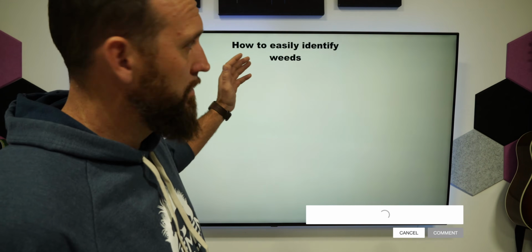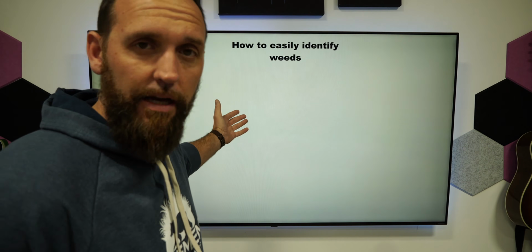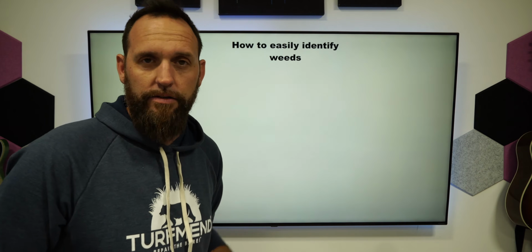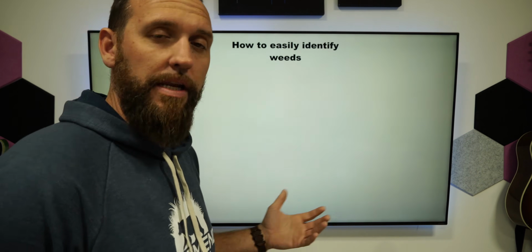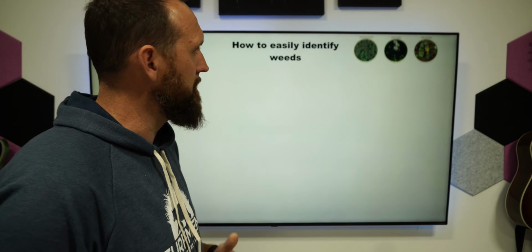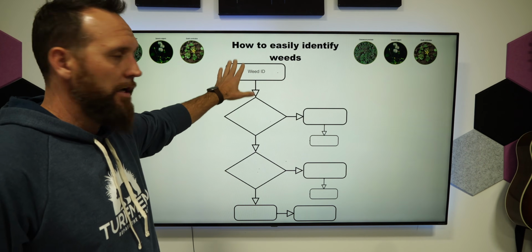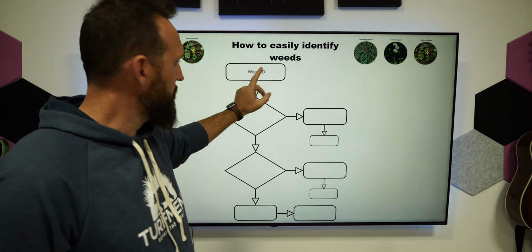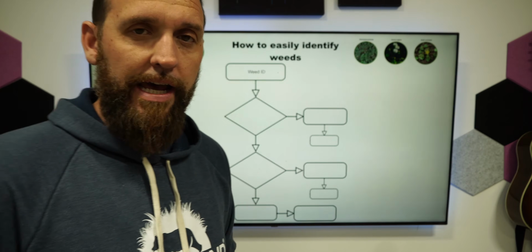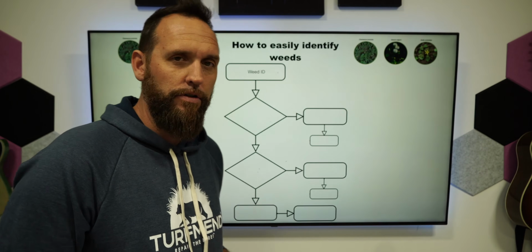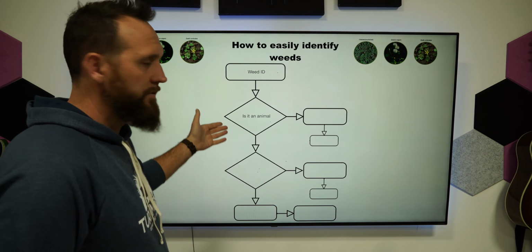So today we're going to do how to easily identify weeds. Now, this can be a challenge for a lot of people, so I think it's very important to just walk through the steps on how you can easily identify them. So this is basically how this is going to go. We're going to start here with our weed ID. Obviously, this is where your starting point is. Now, from there, you have one question that you have to ask in order to move on to the next step. So that first question is, is it an animal?